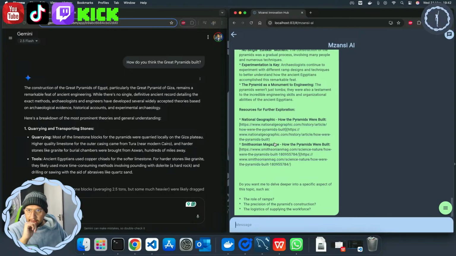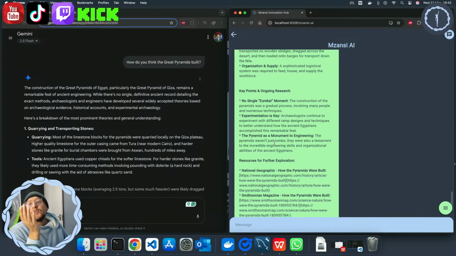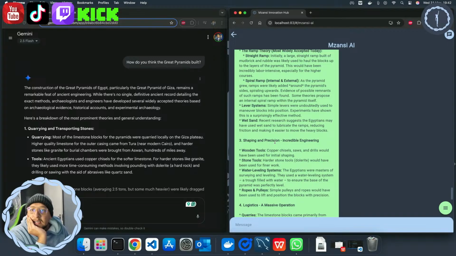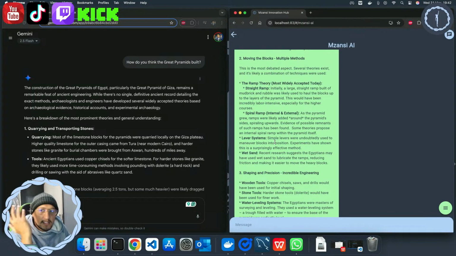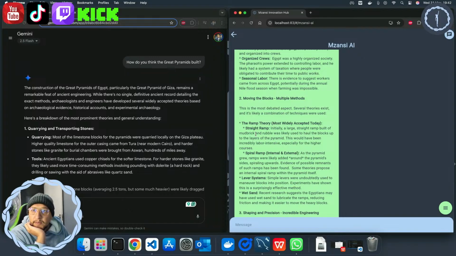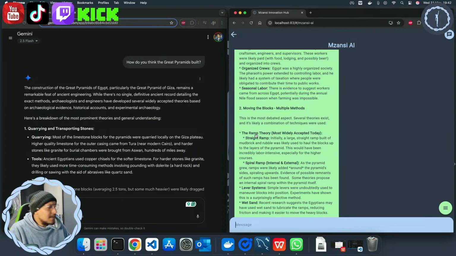So I think that is enough of that. I don't know. What the thing is telling me over here is the standard mainstream theory about how they built the pyramid. So I feel like it is accurate. Let me know in the chat, let me know in the comments what you think. Is it accurate? Is it not accurate? Is it doing nonsense or not? But I think it's quite accurate.